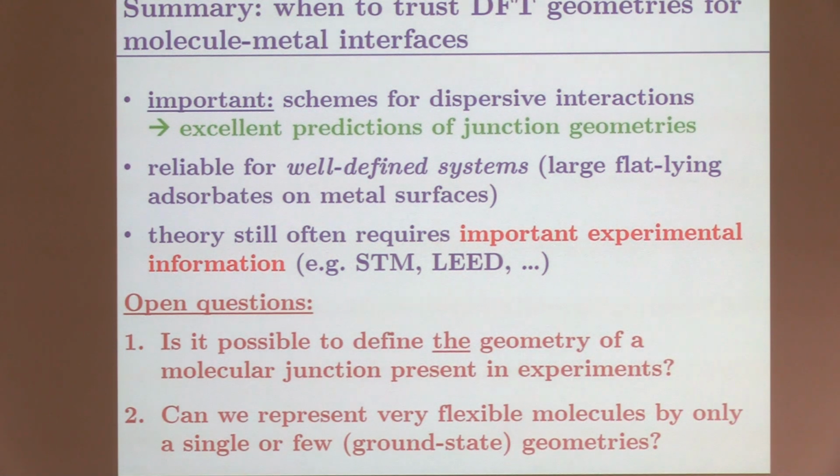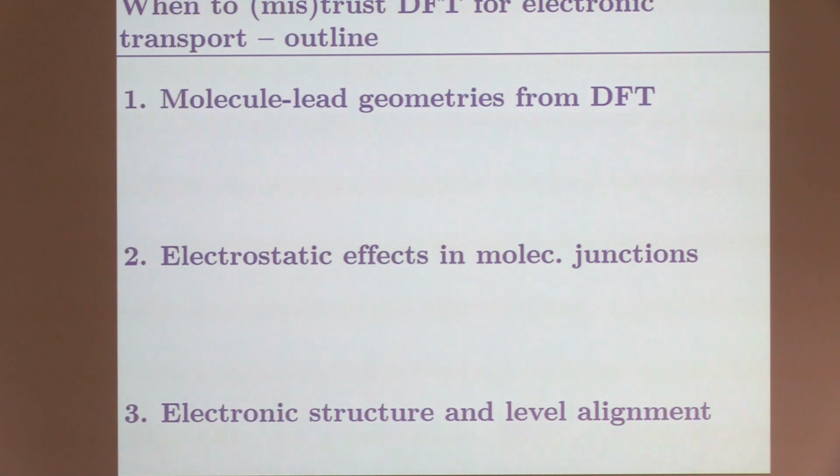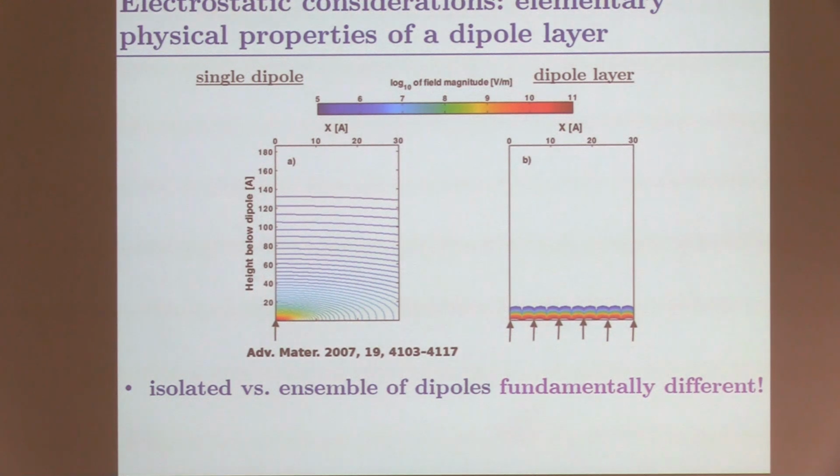All right. Now, coming from the geometries, I would like to talk about electrostatic effects in molecular junctions. Let's start with elementary physical properties of dipoles. This is something I worked on as a PhD student and later as a postdoc. As Natan and Kronik showed in 2007, you can calculate the field lines of a single electric dipole, not applying any DFT, just using electrostatic theory. Here is the dipole, and you see that the field lines decay pretty far into space.